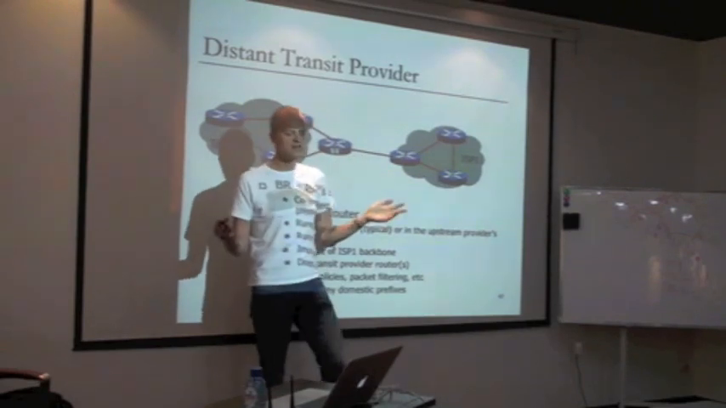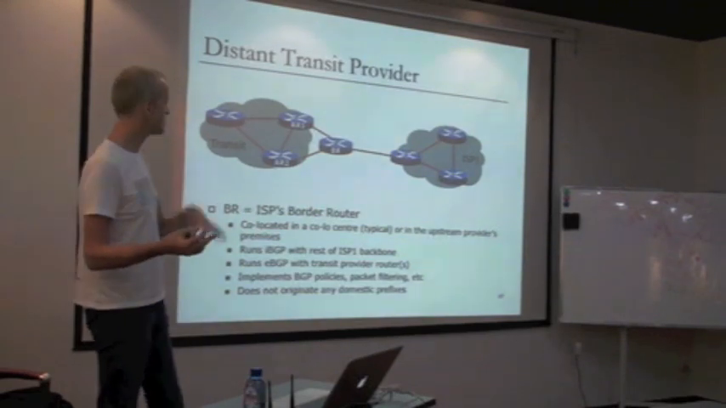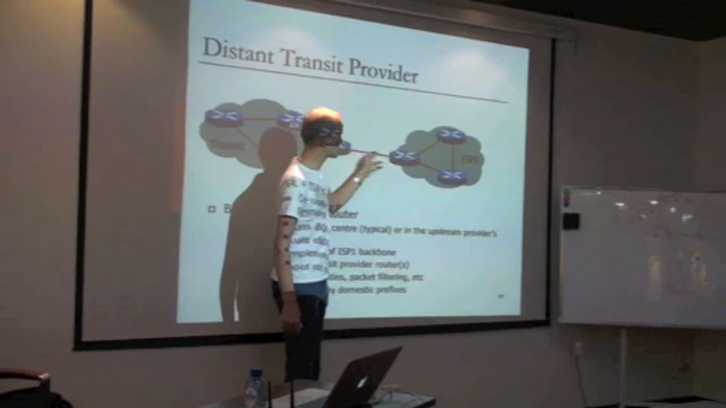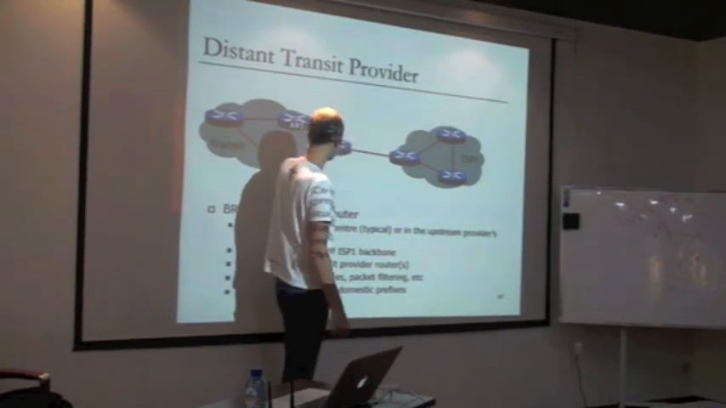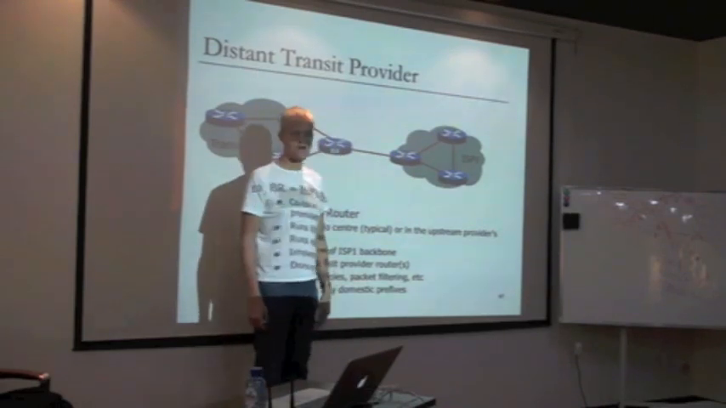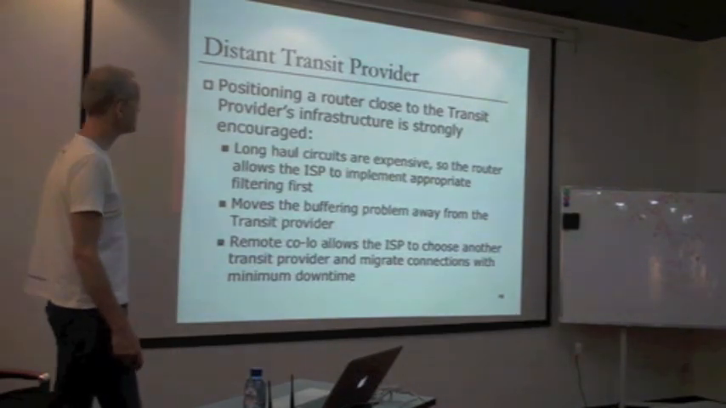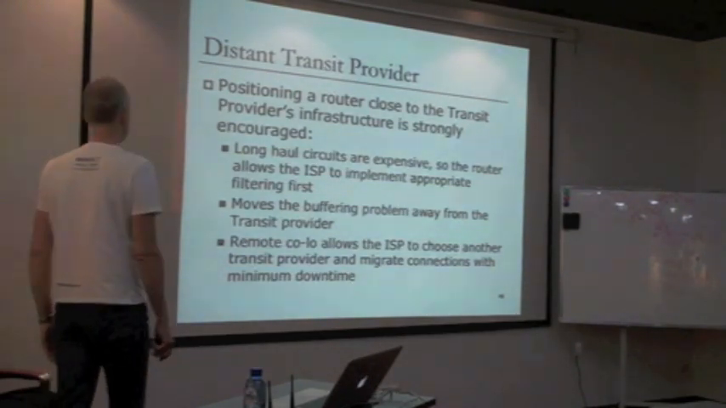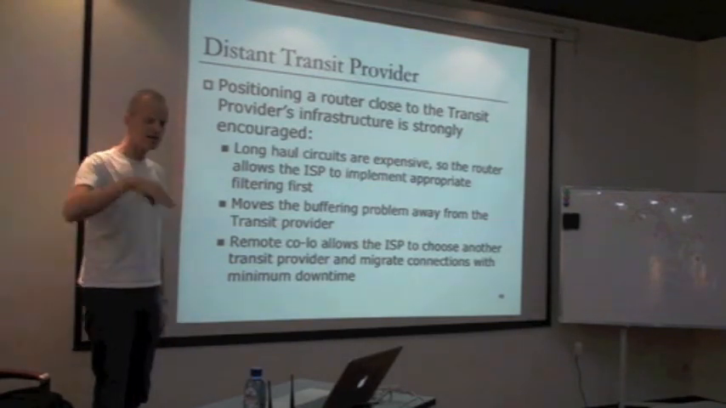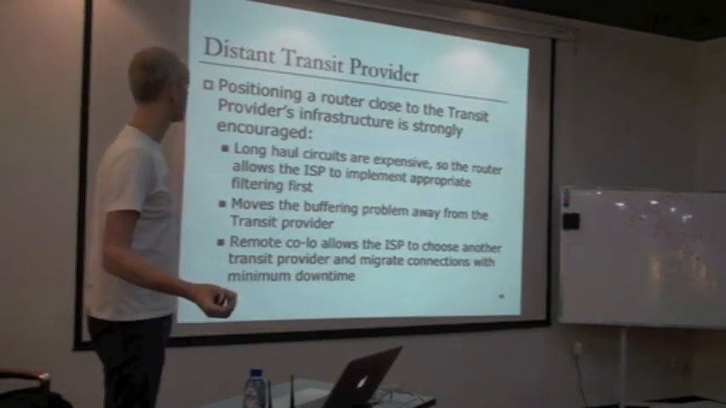For example, you're here, if you're connecting to an ISP in Hong Kong, put a router in Hong Kong. Because then this router can control what goes in that link. You can do rate limit, packet filtering, all the rest, and you get best use of that particular connection. This is really, really strongly encouraged. Many, if not most of the bigger ISPs I know will put a router next to the transit provider if that transit provider is a long distance away.